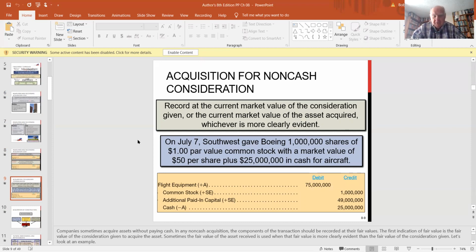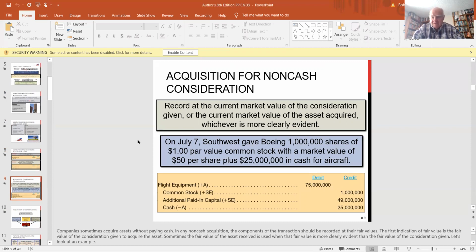Record at the current marketplace the market value of the consideration given. So here, Southwest gives Boeing 1 million shares of par value stock with a market value of $50 a share, plus $25 million in cash. So again, we're buying a $75 million plane and we're putting down $25 million in cash. The par value of the million shares is $1 million.